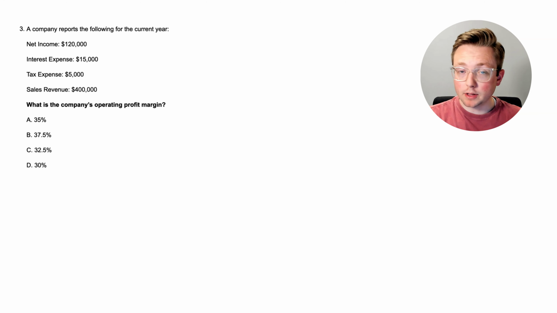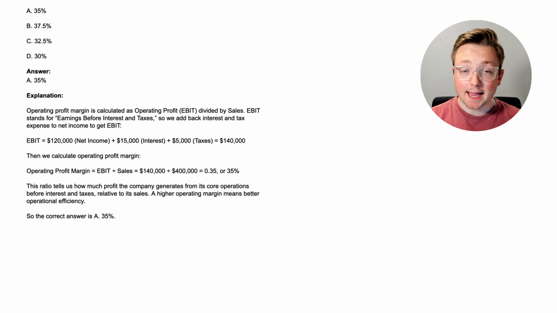If you remember how to calculate operating profit, then you'll probably remember how to do operating profit margin. Based on this information, you should be able to do that if you, again, remember what operating profit is. If not, though, that's okay. We're going to go to the explanation right now. All right, here we are. The answer is A, 35%. That is the operating profit margin. Let's go through the explanation.